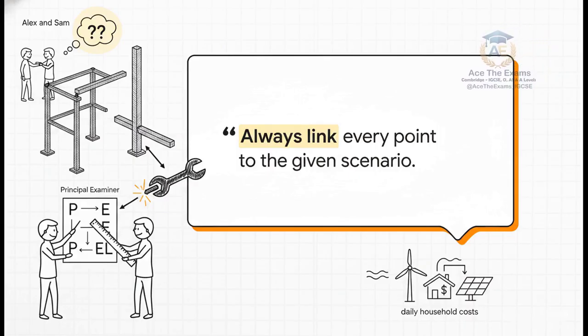First, the point. State the challenge clearly. Second, the evidence. Slide in that factual beam you prepared. Third, the evaluation. Explain exactly why this fact matters to the argument. And finally, the link. This is the rivet. You weld it all directly back to the specific scenario provided in the examiner's prompt. That is how you build a load-bearing block.